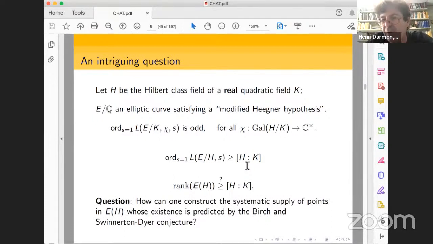Okay, so the question then was, how can one construct the systematic supply of points that are predicted by the Birch and Swinnerton-Dyer conjecture? And in light of the strong arithmetic applications of Heegner points that arose in the work of Gross-Zagier and Kolyvagin, we had a strong desire to extend those constructions beyond the CM framework.